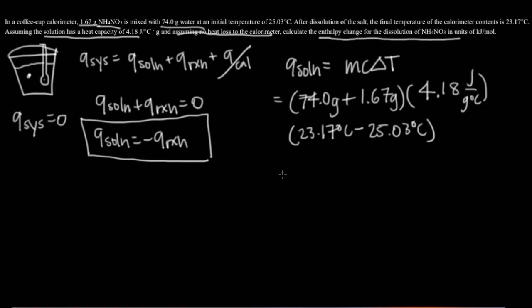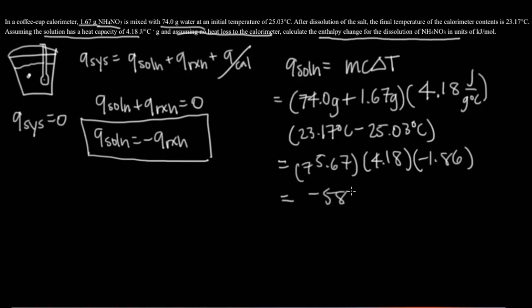And now all we have to do is calculate that, and what we get is 74 plus 1.67, which is 75.67, times 4.18, times this, which is negative 1.86. And this simplifies to negative 588.32 joules. So that's our Q solution.